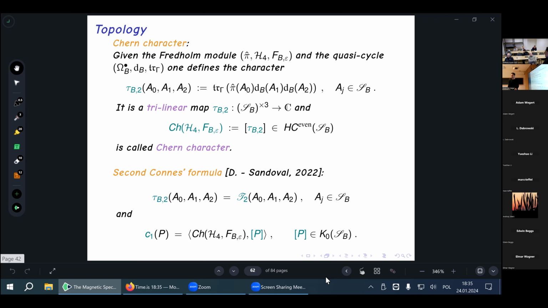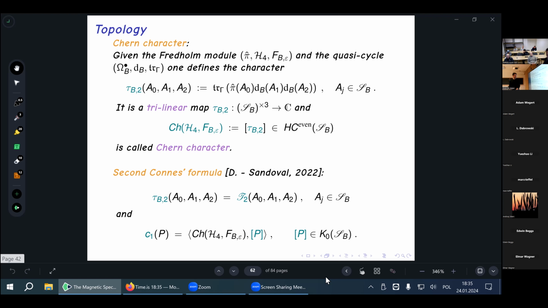My question is about a completion. What kind of algebra is it? This is a pre-C-star algebra, in the sense that it is closed in the Fréchet topology and closed under holomorphic functional calculus. This is really a pre-C-star algebra.